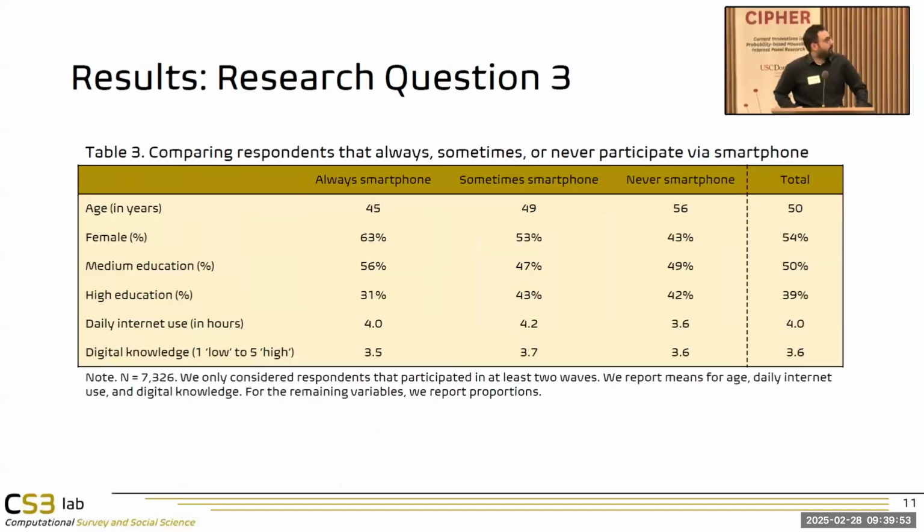Here we can also see the three groups we came up with: always smartphone, sometimes smartphone, or never using a smartphone. And here we can see that there are some differences, especially when it comes to age, but also when it comes to gender. So again, female respondents are more likely to be, or overrepresented in, the group always using a smartphone, all the time. Again, we also see some differences for highly educated respondents, whereas daily internet use and the digital knowledge of the respondents do not kick in like the other respondent characteristics here. But overall, the groups are somewhat different.